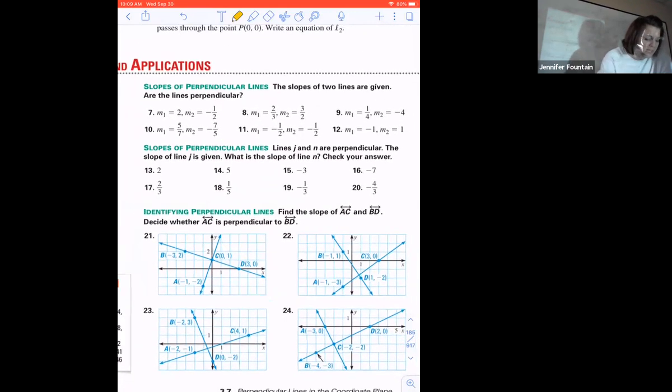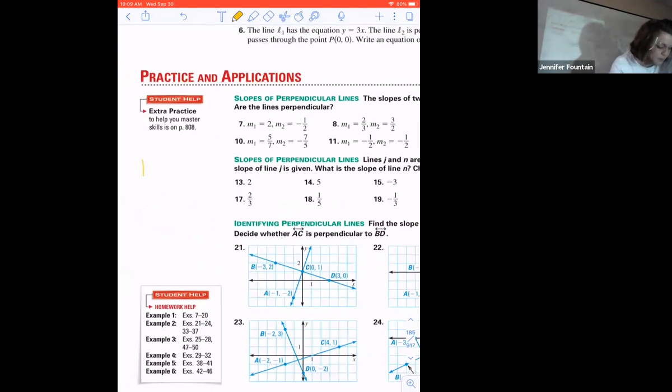Okay, so look at the beginning section, slopes of perpendicular lines. The slopes of two lines are given. Are they perpendicular? All you're doing is looking at them to determine, are they negative reciprocals? So yes or no. So we're going to start with number 8 and go through.